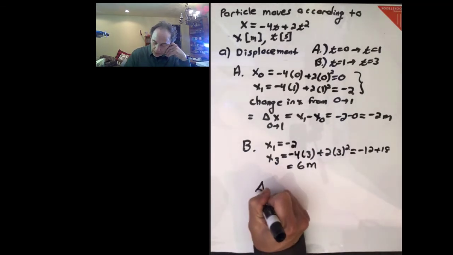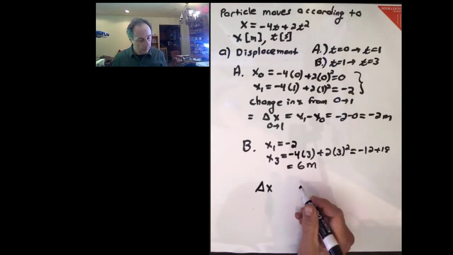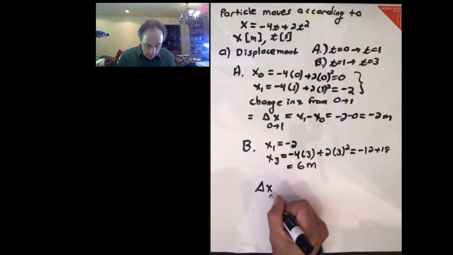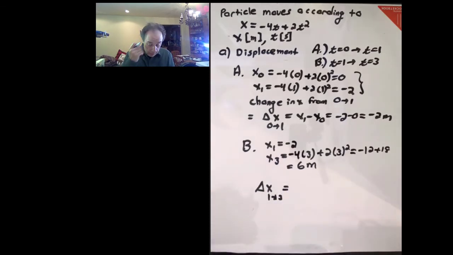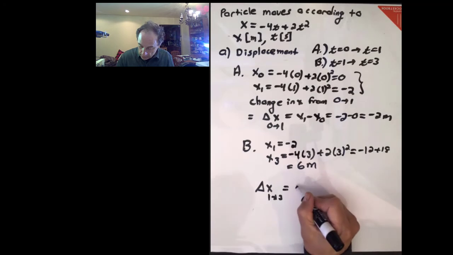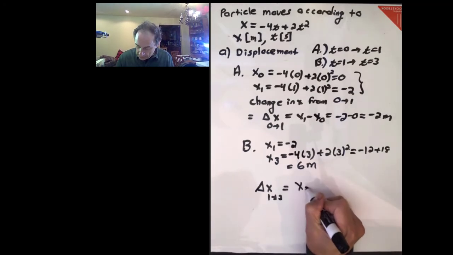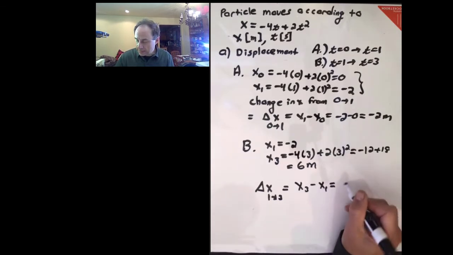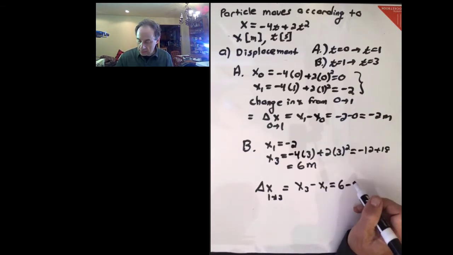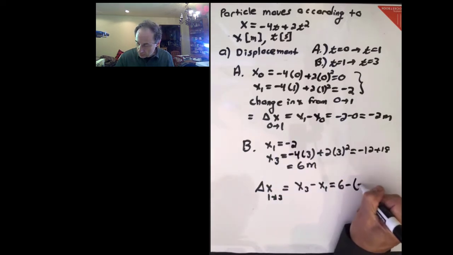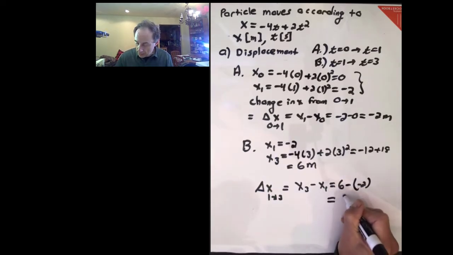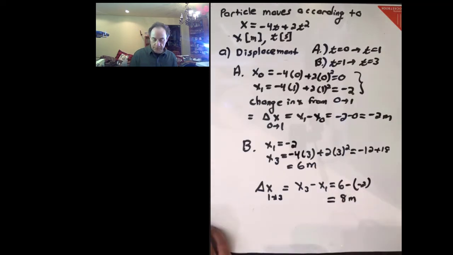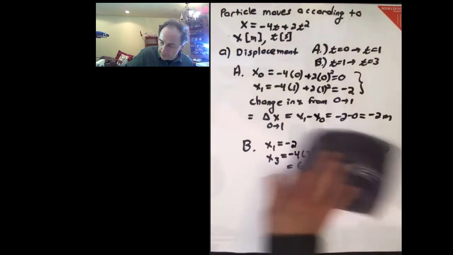Now, delta x, going from 1 to 3, is going to equal the final minus the initial. 3 is the final. So it's going to equal x3 minus x1. That's the displacement. So that's 6 minus a minus 2 equals 8 meters.